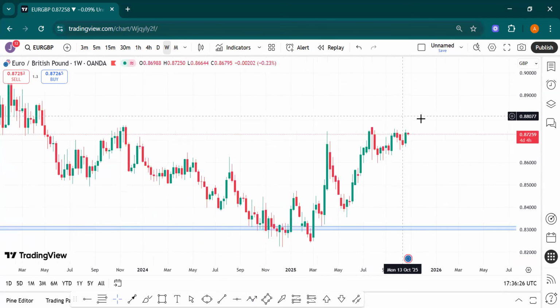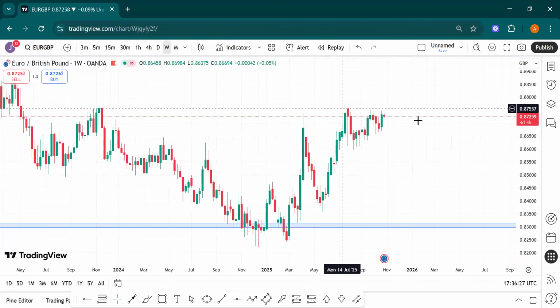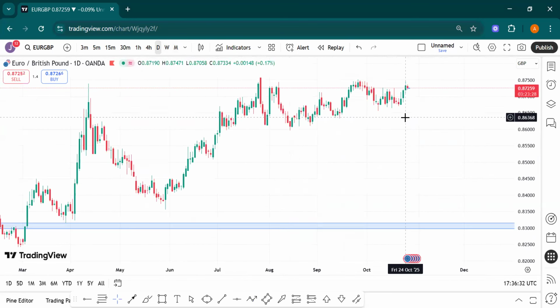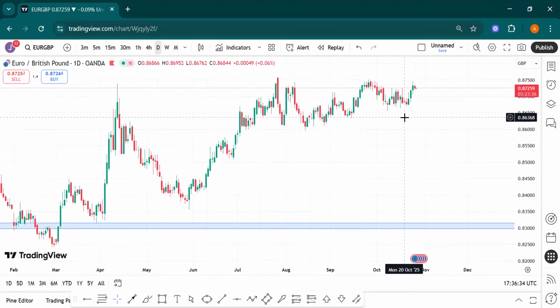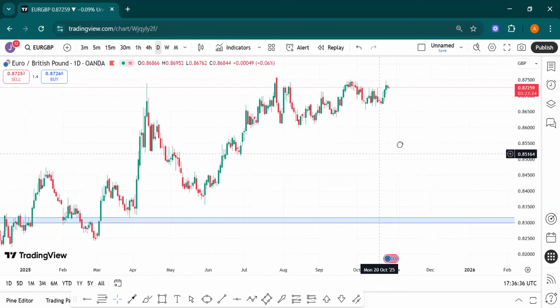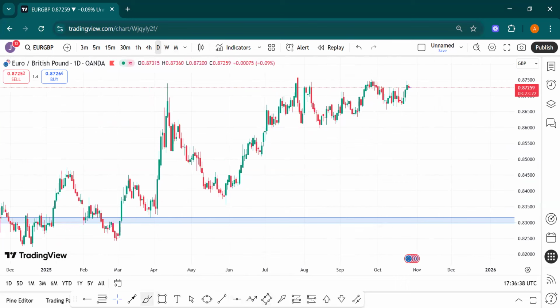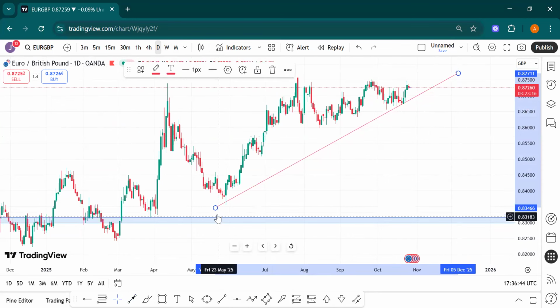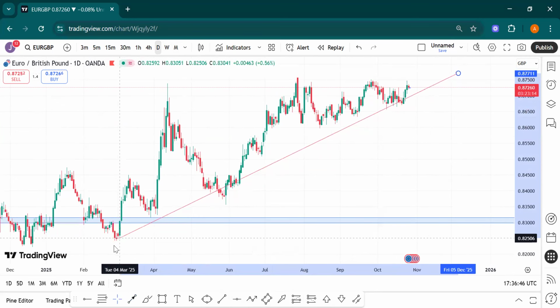To help see if I can get a better view of the structure, I'll go to the daily time frame. I call the daily time frame the tradable time frame because there we get to see the most recent happenings in the market. So at this point, I can add my trend line just to guide me as to the movement of the market.